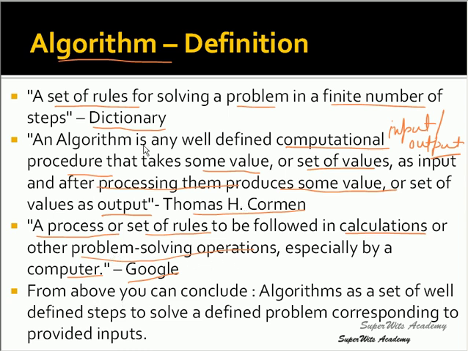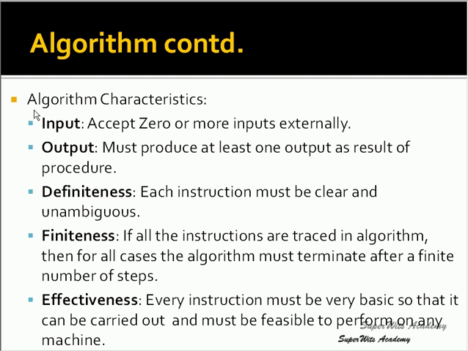So from all these different definitions, we can conclude that algorithms are a set of well-defined steps to solve a defined problem corresponding to provided input. So that means there are some inputs provided corresponding to the problem which is to be solved. So there will be a number of steps to solve this, right? So if I go further, any algorithm will have these five things.